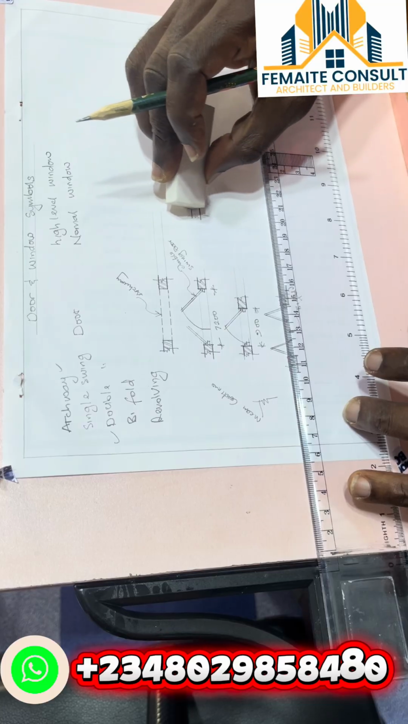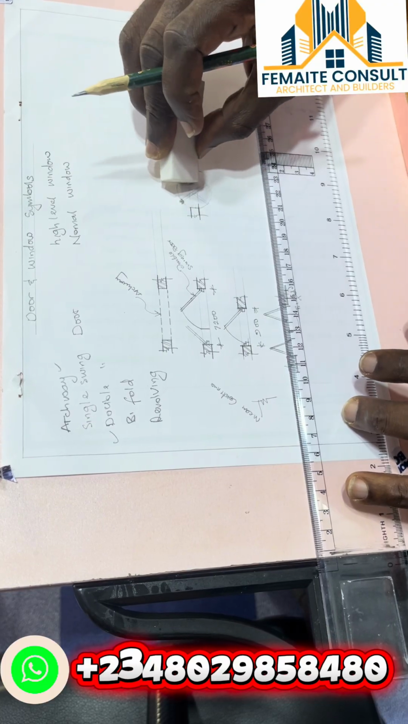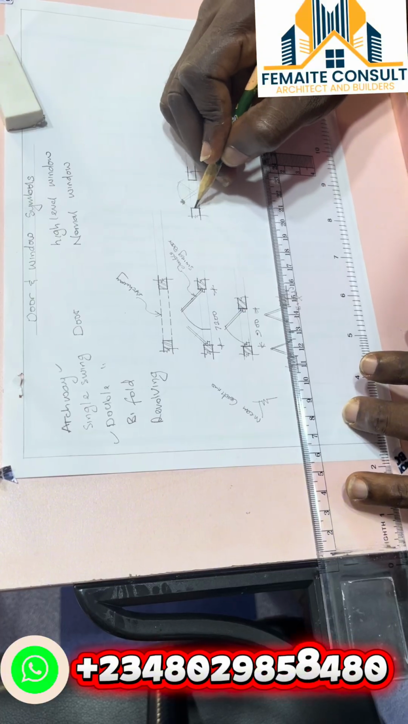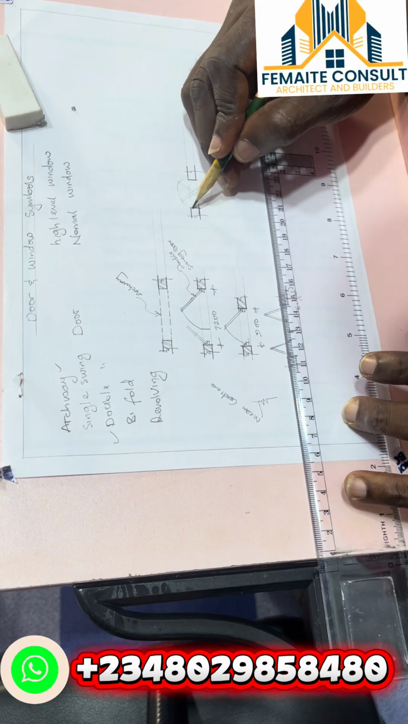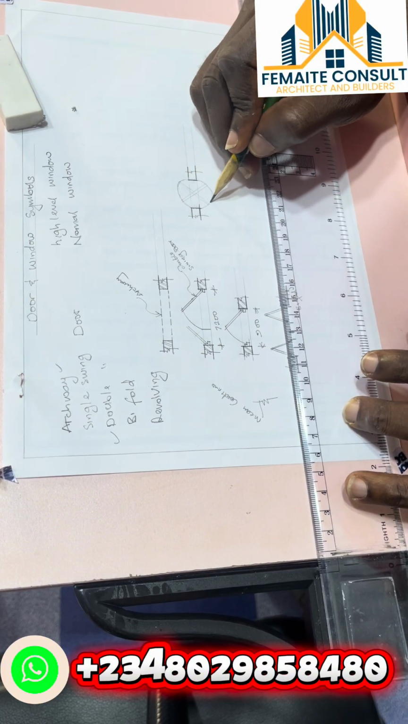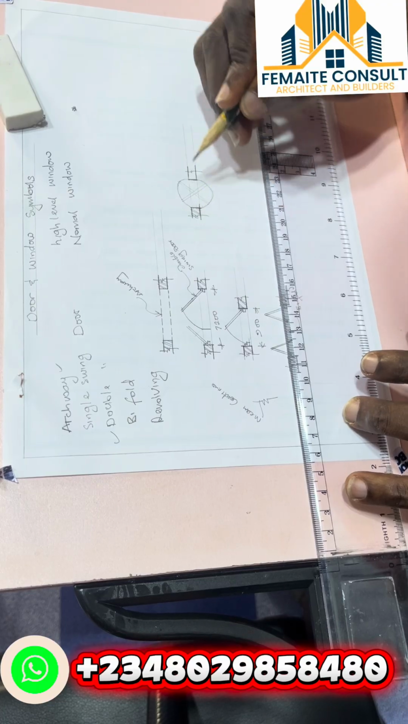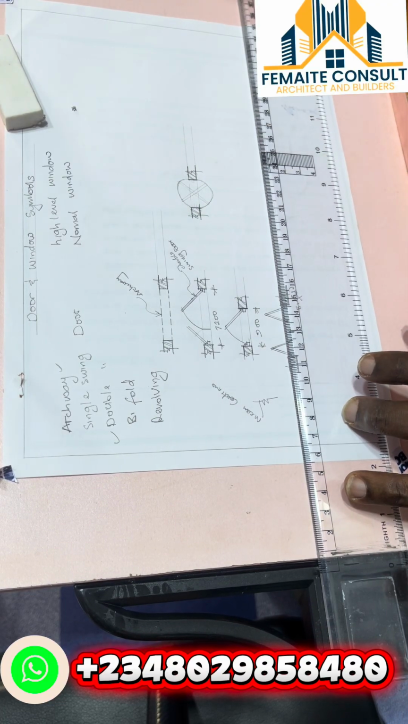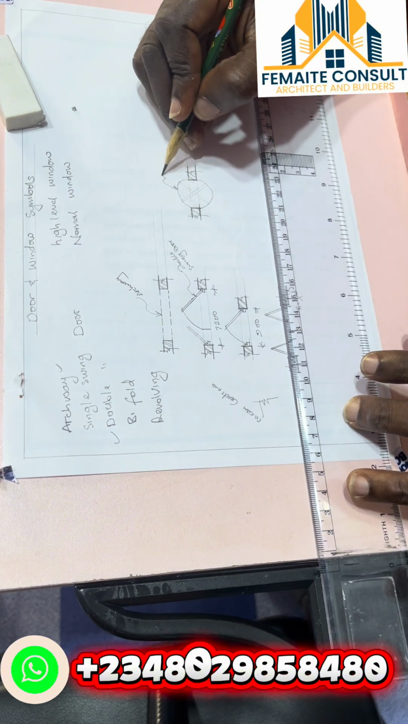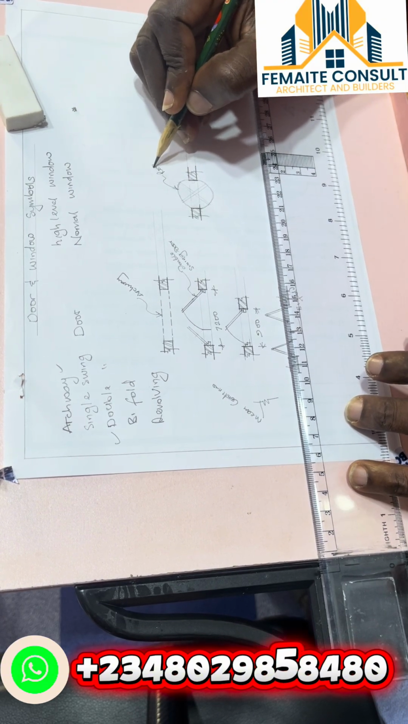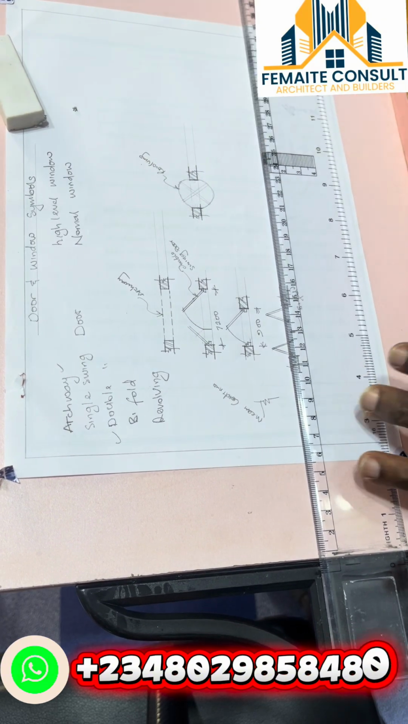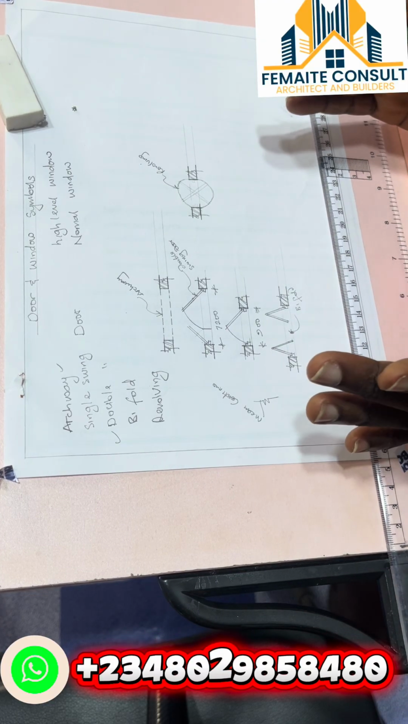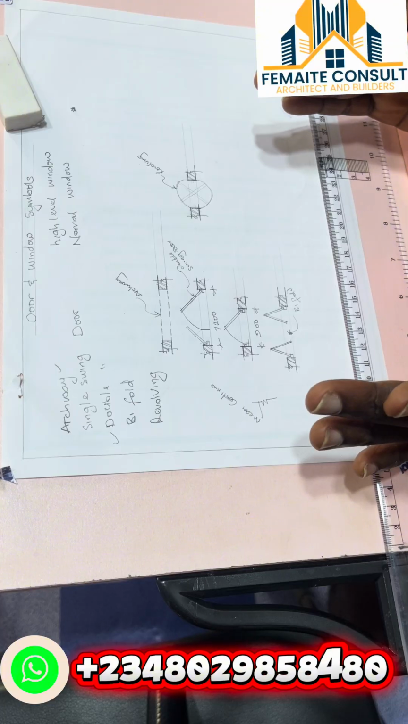Sorry, there's a mistake here. I don't have to put any window, any door frame here. Sorry. Revolving. So revolving. These are types of doors we have.